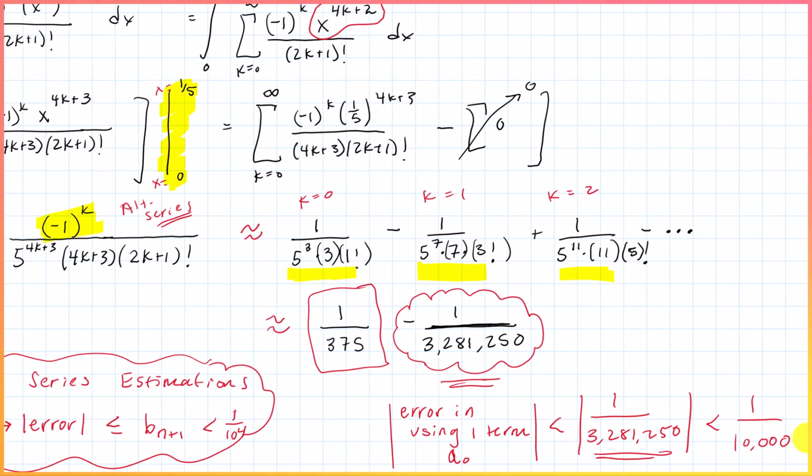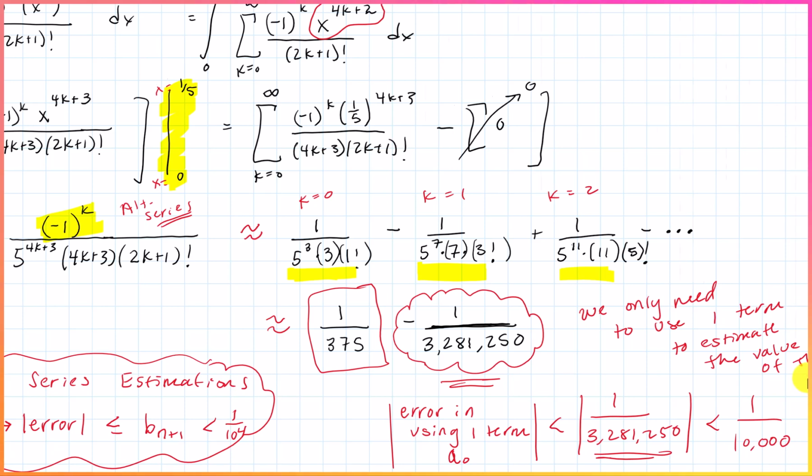This is so mind-blowing, right? We only had to use one term. We only had to use one term to get what we wanted. We only need to use one term to estimate this value. One term of an infinite number of terms. We only need to use one term to estimate the value of this integral.